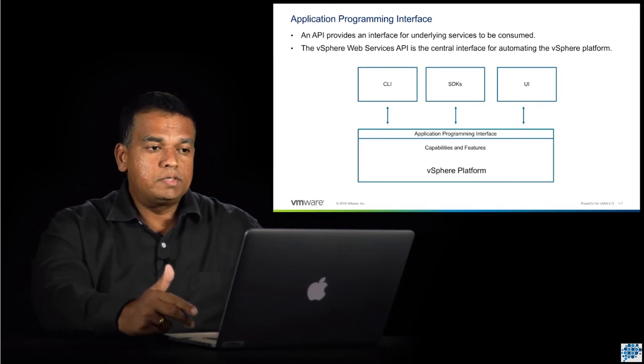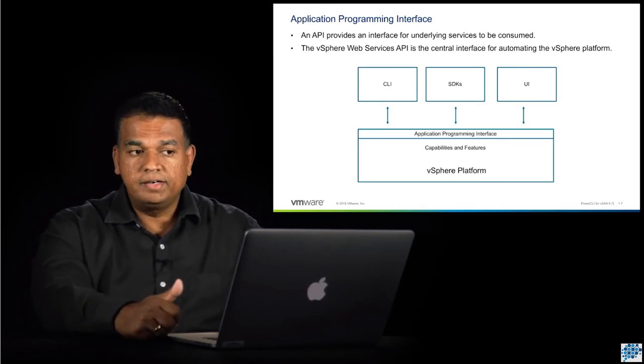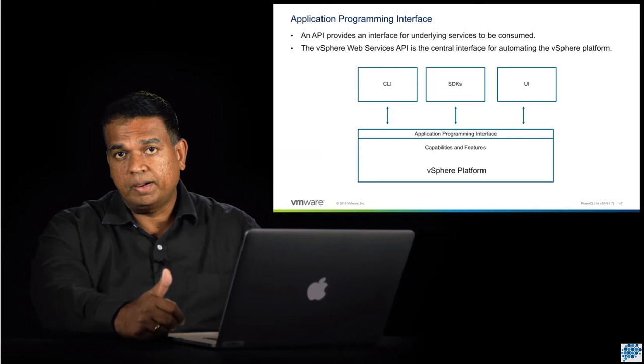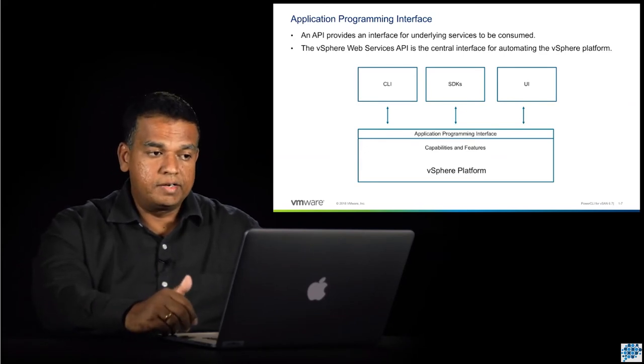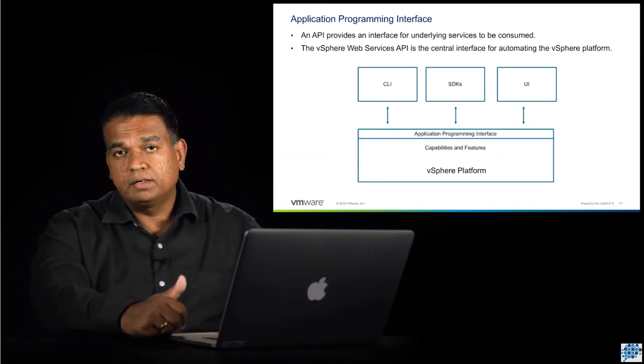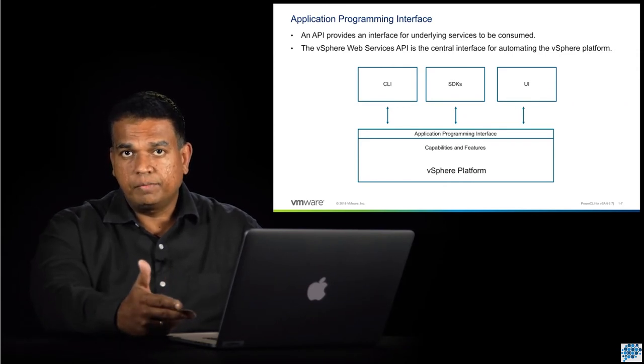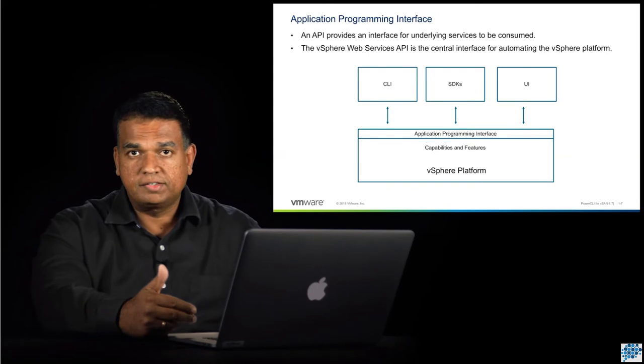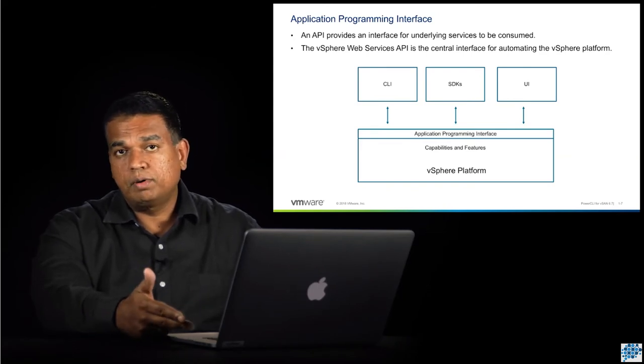So the vSphere Web Services API is the central interface for automating the vSphere platform. If you look at the figure here, we can automate the vSphere platform using various tools like the command line interface, SDKs or software development kits, or the user interface itself.